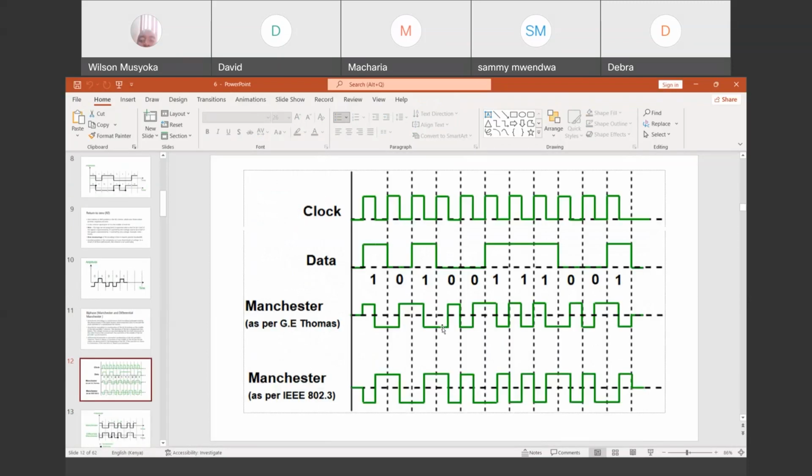So when we come to the representation like here, this is the clock which provides the timing aspect or the synchronization aspect. This is the data that we need to transmit. So, like we have said, the Manchester is a combination of return to zero plus non-return to zero level.